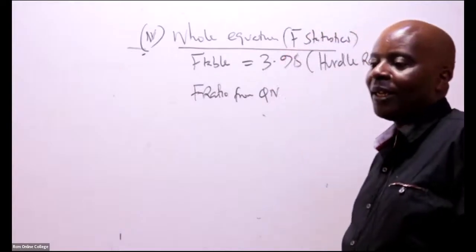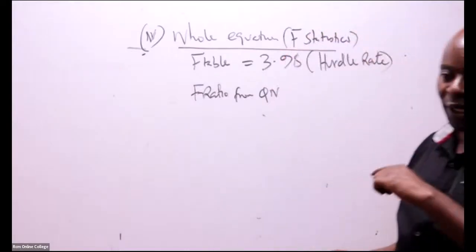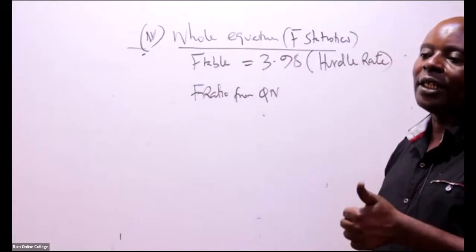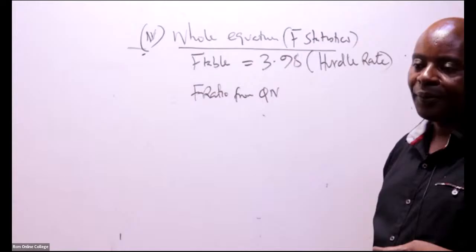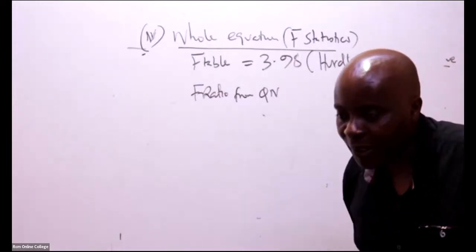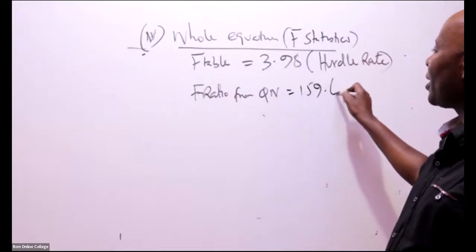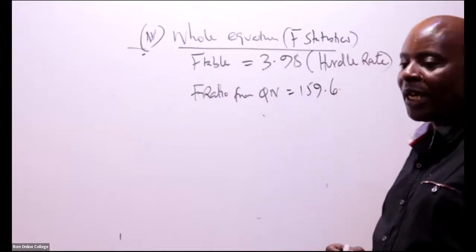Yes, so you compare, in this case, this hurdle value to the F ratio from the question. Somebody is giving us 159.6. So, 159.6. In this case, is the model significant or not significant?